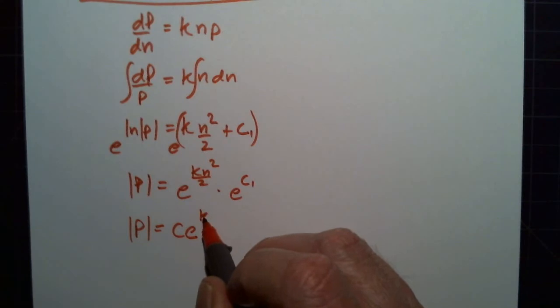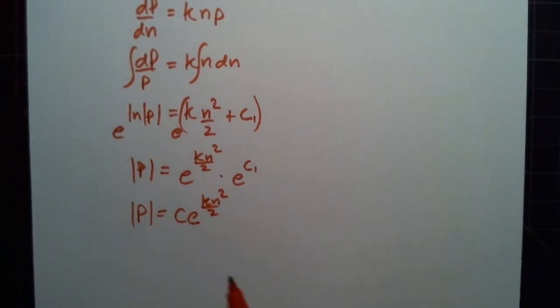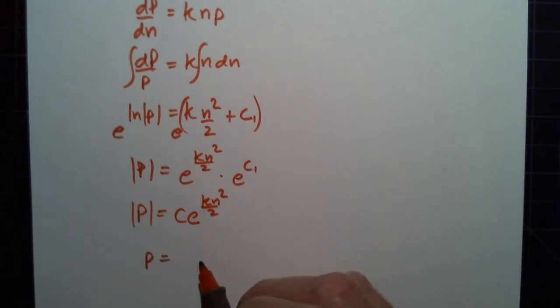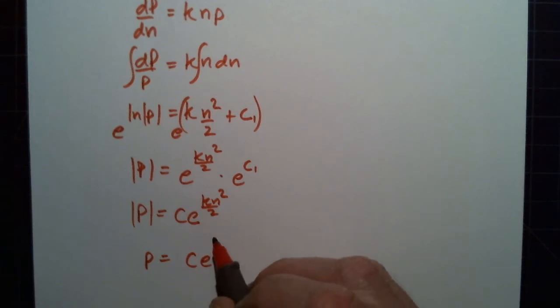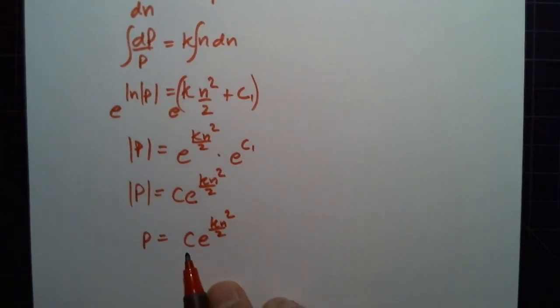So ce to the kn squared over 2. And then with that absolute value, we can write it as ce to the kn squared over 2. C can be positive or negative, so we don't have to write the positive or negative. But I see it on the solutions for the AP test, so why don't we just put that in there.